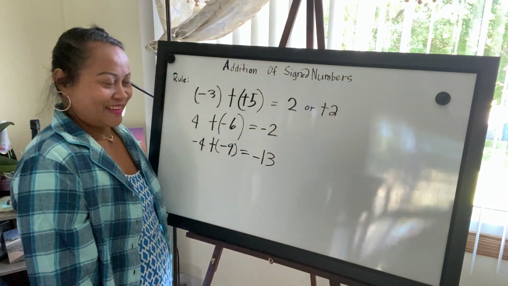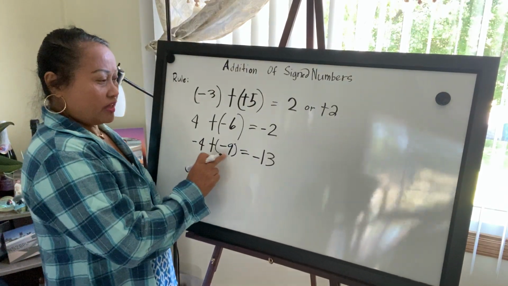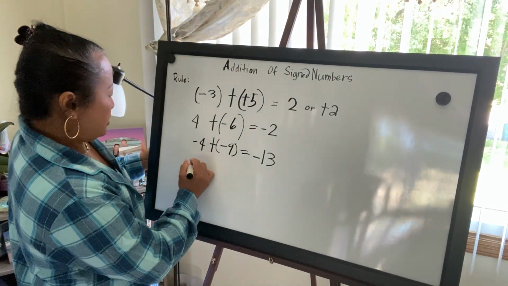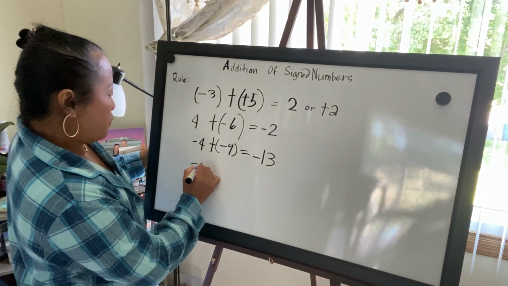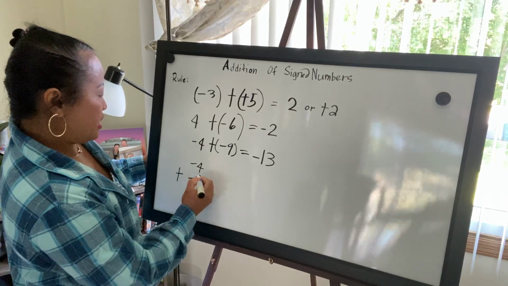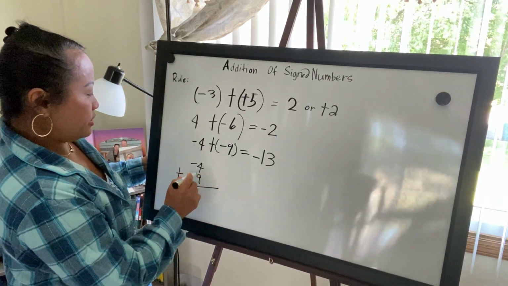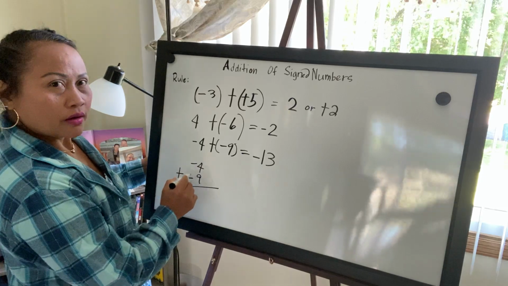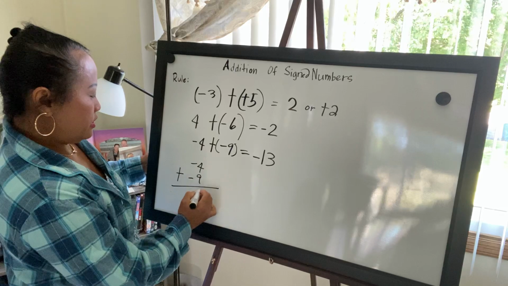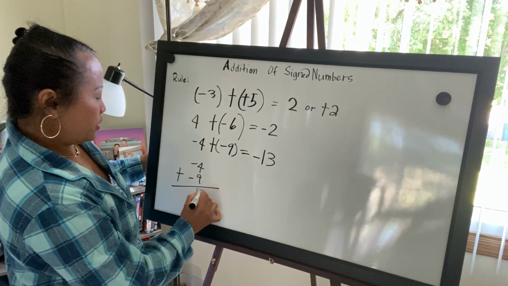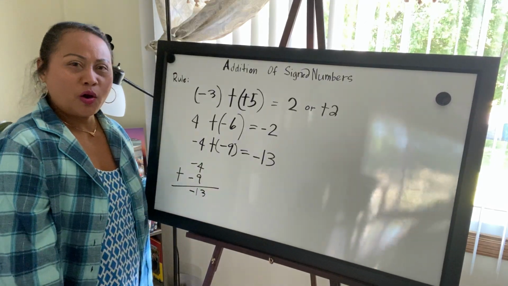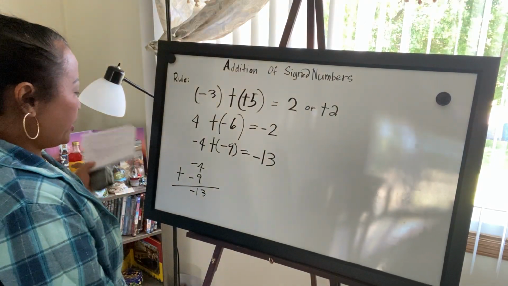You got it? Okay. And take note that if you are confused by this, you can write it like this: negative 4 plus negative 9. The same sign, so what we are going to do is add. 9 plus 4 equals 13. And bring down the common sign. Okay. So, another example.